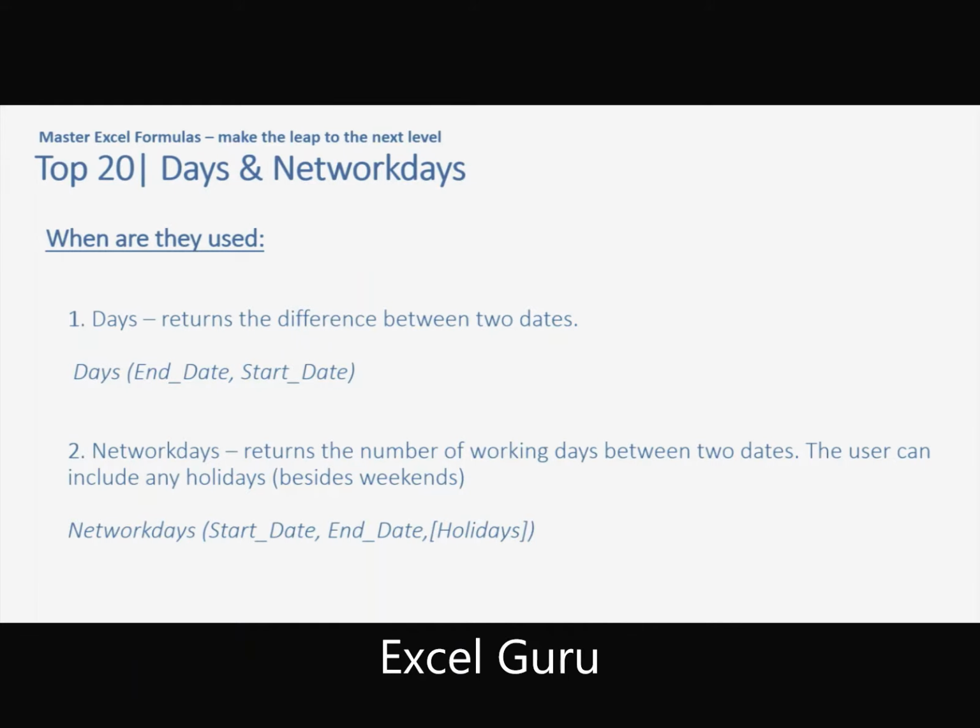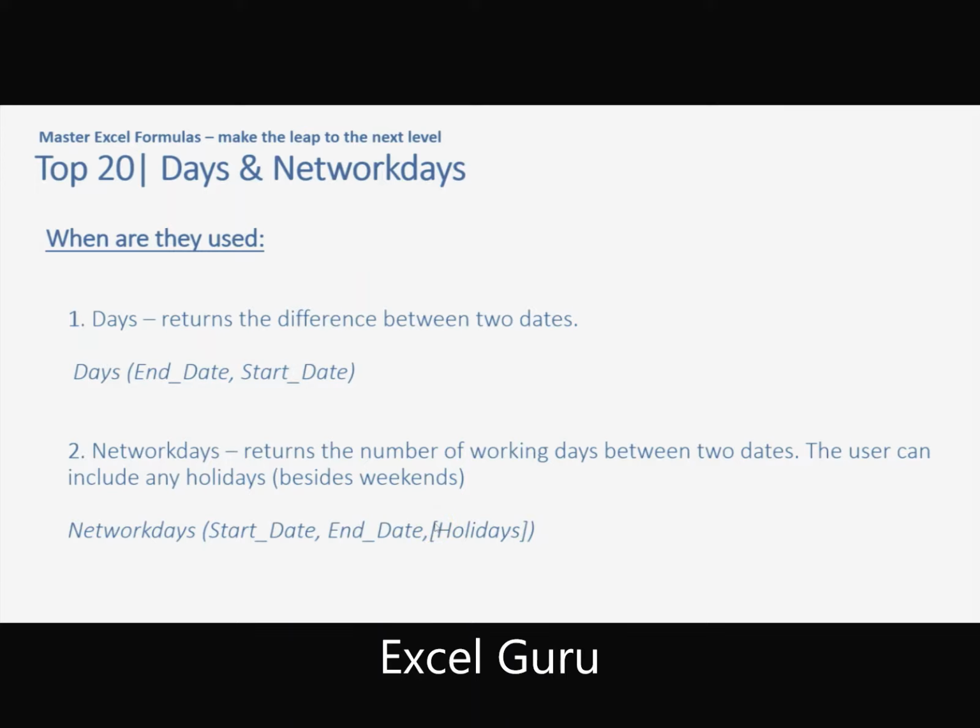Okay, now going back to the presentation, the next 2 formulas we have are DAYS and NETWORKDAYS. These 2 formulas are quite useful. So when are they used? DAYS is used to return the difference between 2 specific dates. The structure of the formula suggests that we start with the end date and then we enter the start date as well, whereas NETWORKDAYS returns the number of working days between 2 dates. The user of course can include any holidays besides the weekends. The holidays part is optional, so that's why I've put that in square brackets.